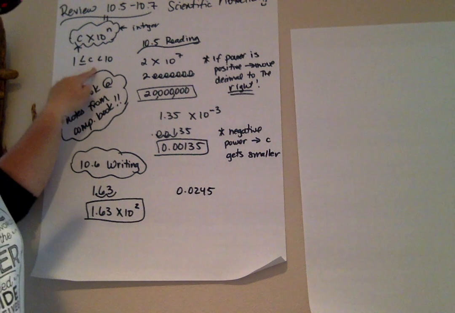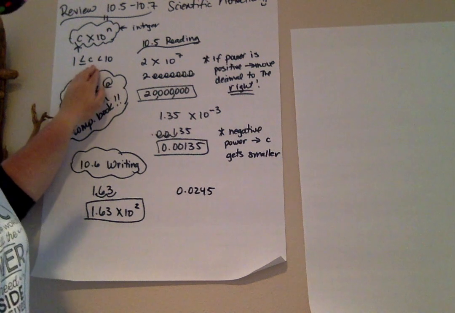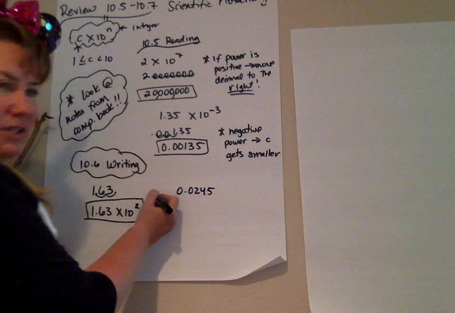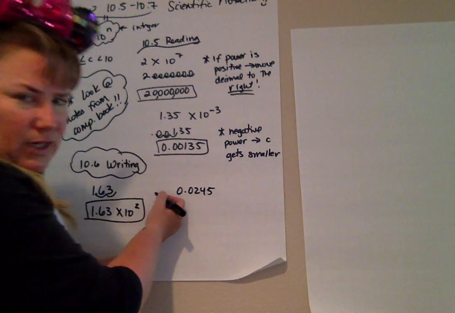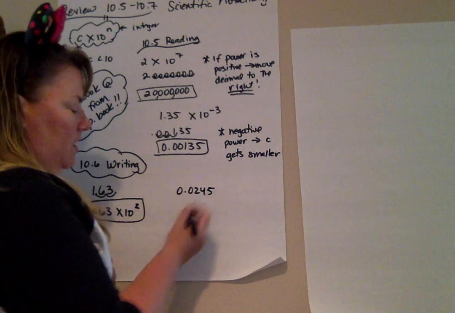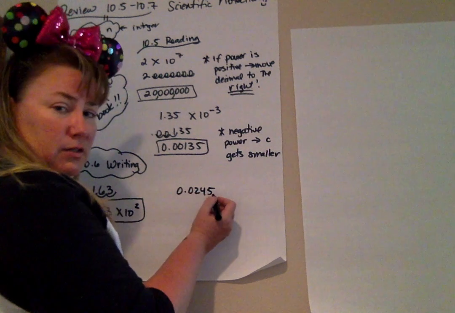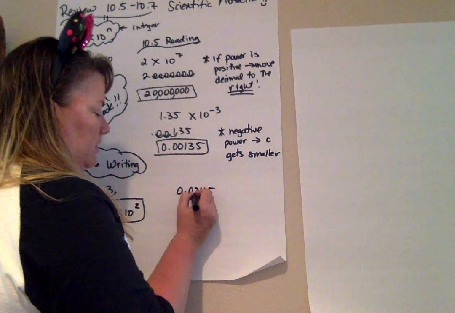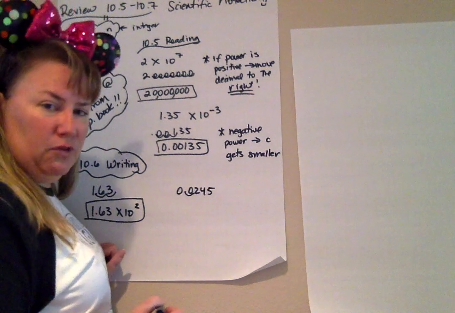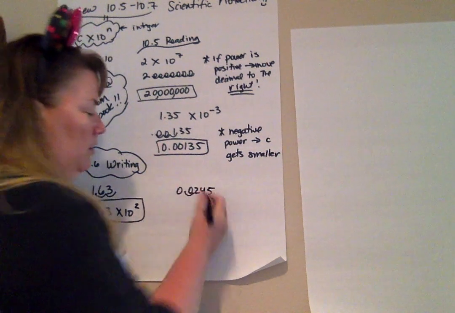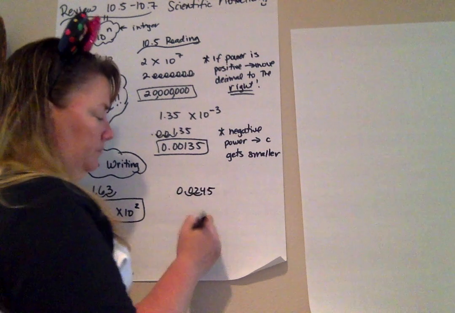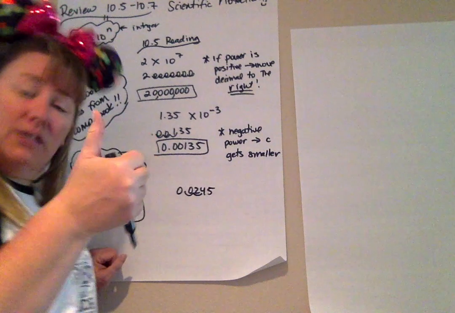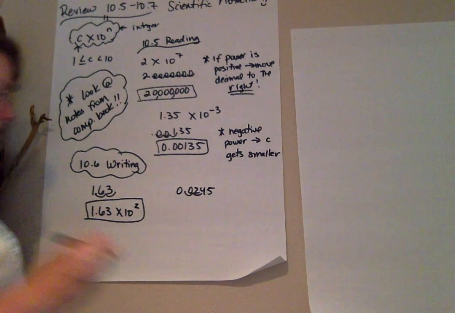I keep referring back to this because this is super, super important. If I move it to the left, the number is just going to continue to get smaller, and we don't want it smaller. We want it larger. If I move it this way, then your number is going to get larger, that's the way we want. So if I move it just once, I'm at 0.245, which is not quite 1. So if I move it again, I'm at 2.45. And that's good, because now it's greater than or equal to 1 and less than 10.